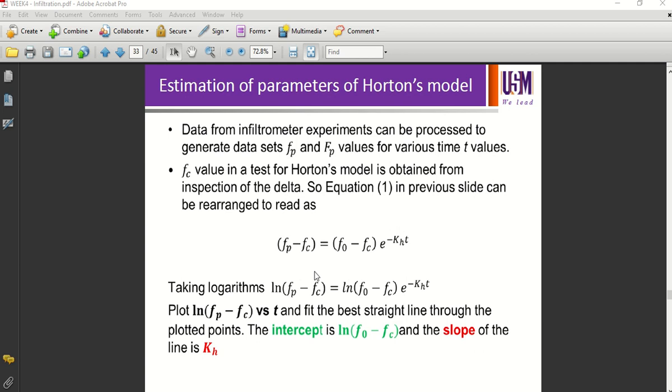From that equation just now, you can simplify it like this. You can move around that equation so that you can find the intercept, which is this value, and from the slope of the line that you've plotted you can get Horton's decay coefficient. We will see how we are going to get these values in the next example.